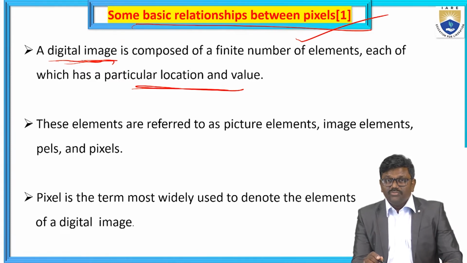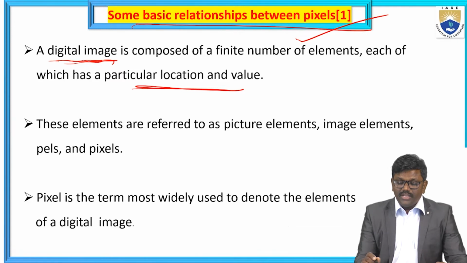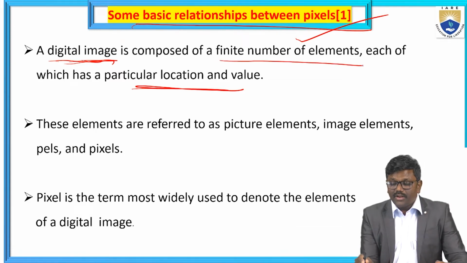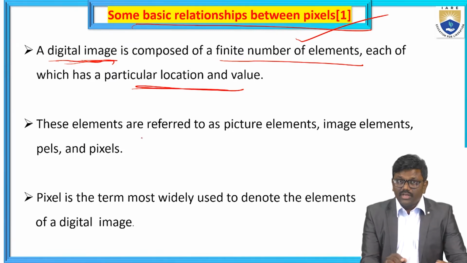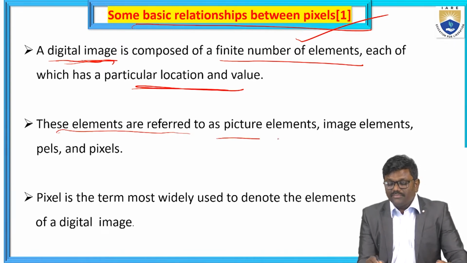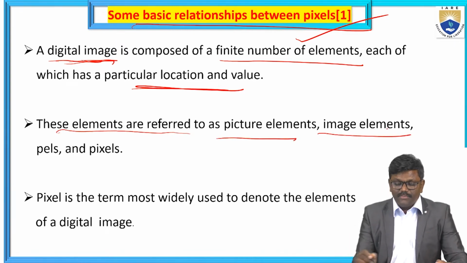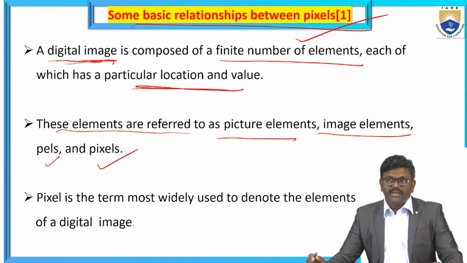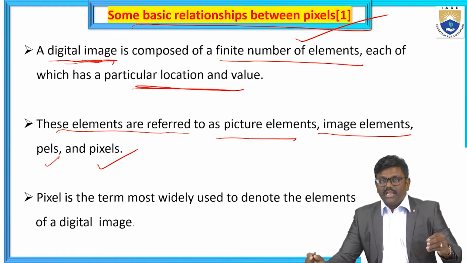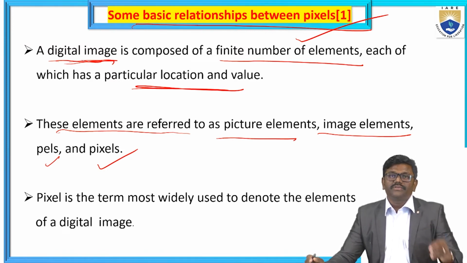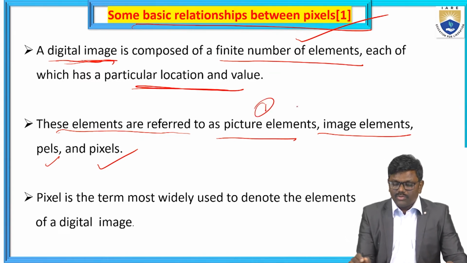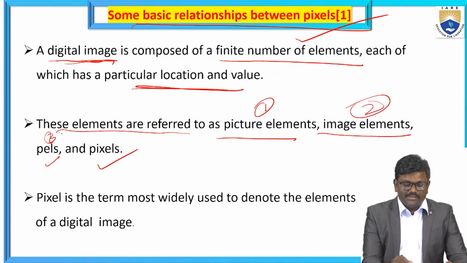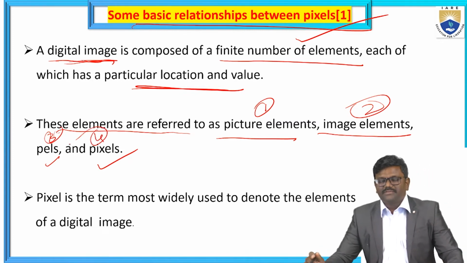What we want to understand here is the meaning of the finite number of elements of a digital image. These elements are referred to as picture elements, image elements, pels and pixels. Okay. So what do we understand here? The elements are referred to as, number 1, picture elements; number 2, image elements; number 3, pels; number 4, pixels.